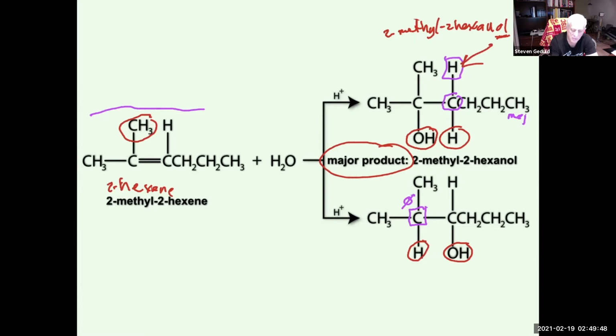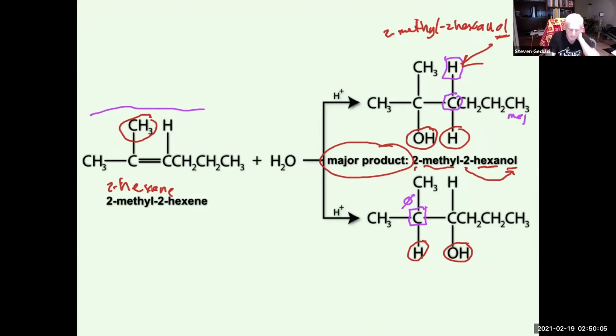If we break it down like before, the OL just means it's an OH group. That means alcohol. That's our next chapter. Hexane means 6 carbons, all single bonds. The number 2 position refers to where the OH group is. And then we have a methyl group at number 2.